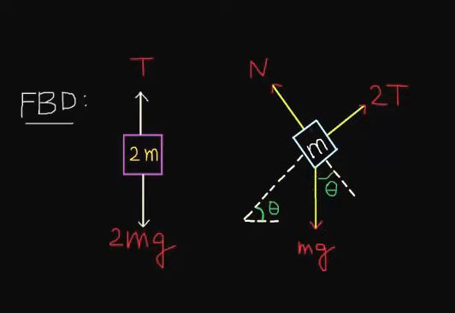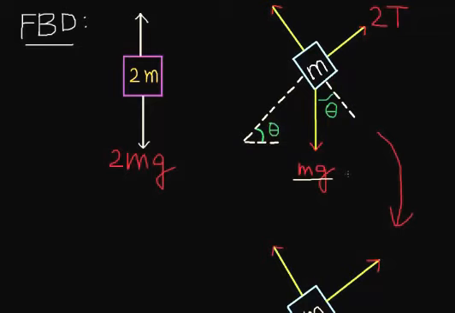Now when we find the force equations, we'll have to resolve all the forces into components such that they can be equated to each other. One way is to resolve N and 2T into vertical and horizontal components, and the second way is to resolve mg into components parallel to N and parallel to 2T. I'll choose the second way and move on to draw a new free body diagram for block M.